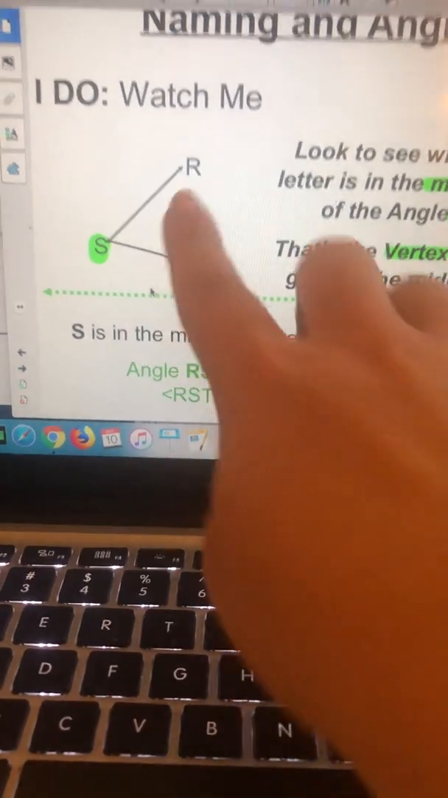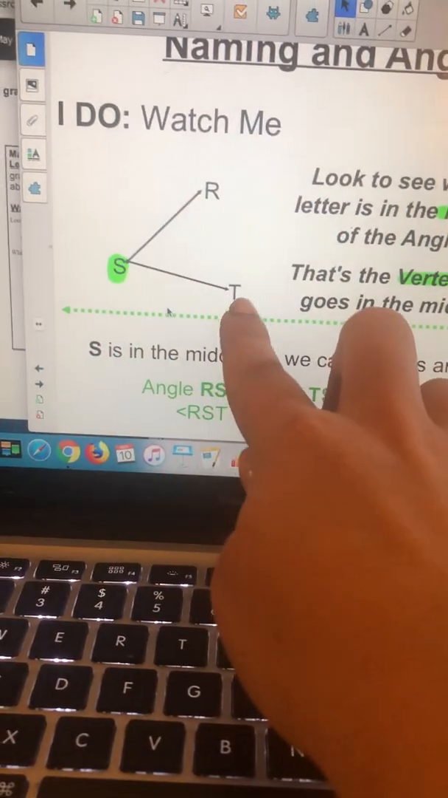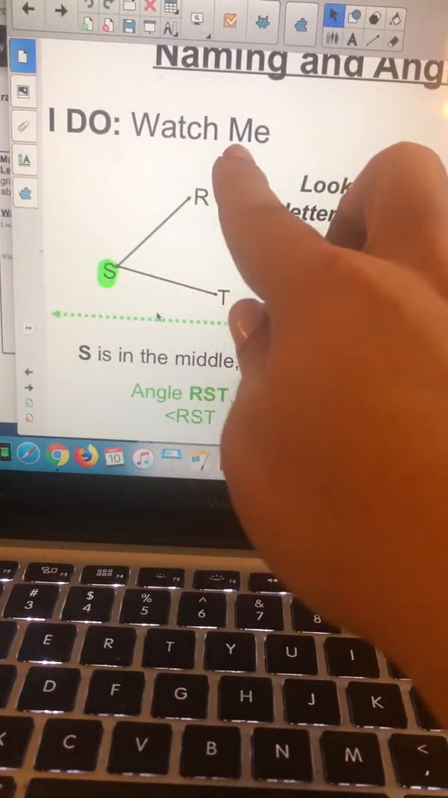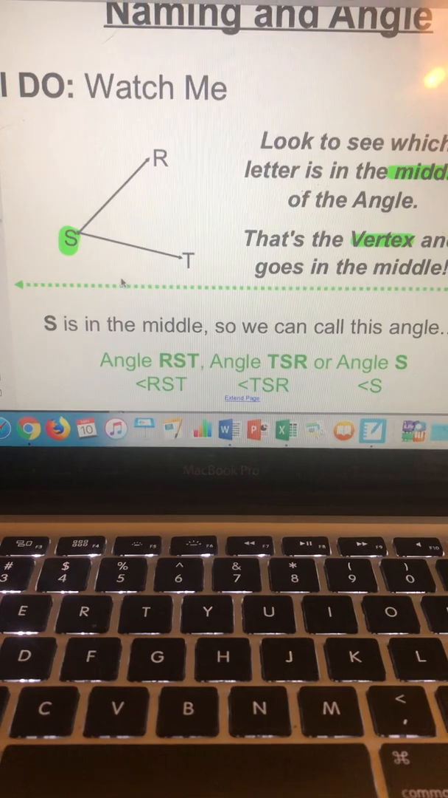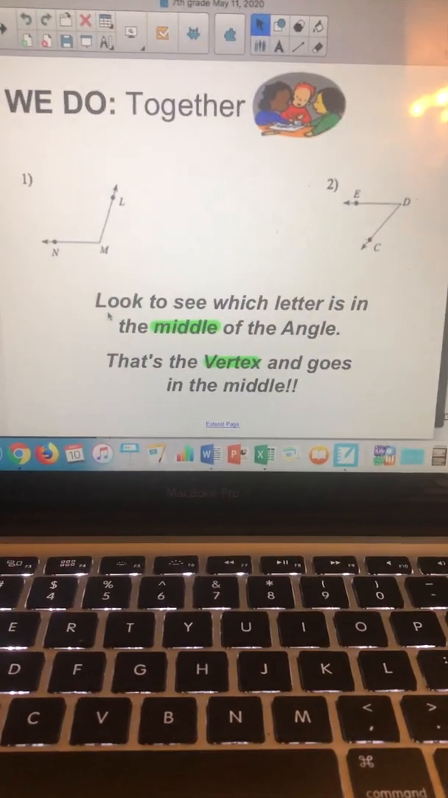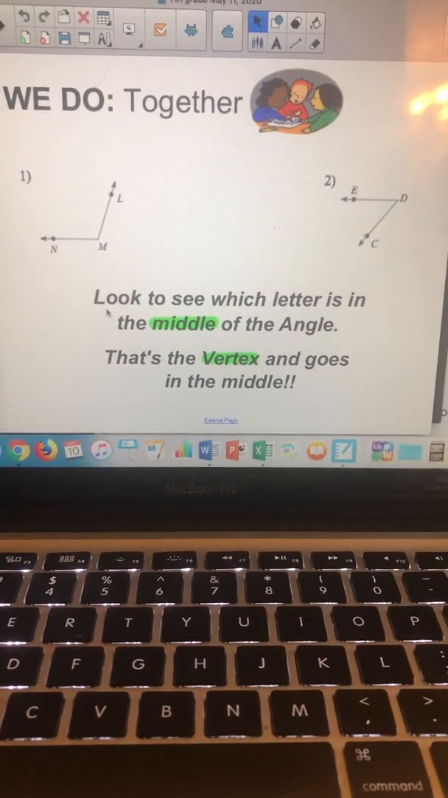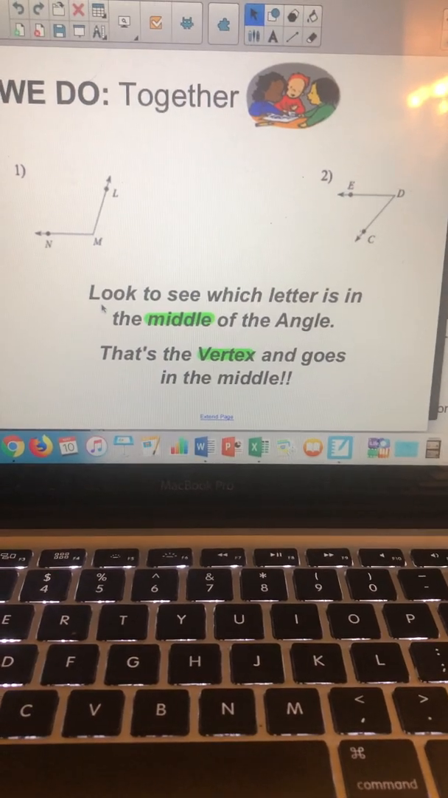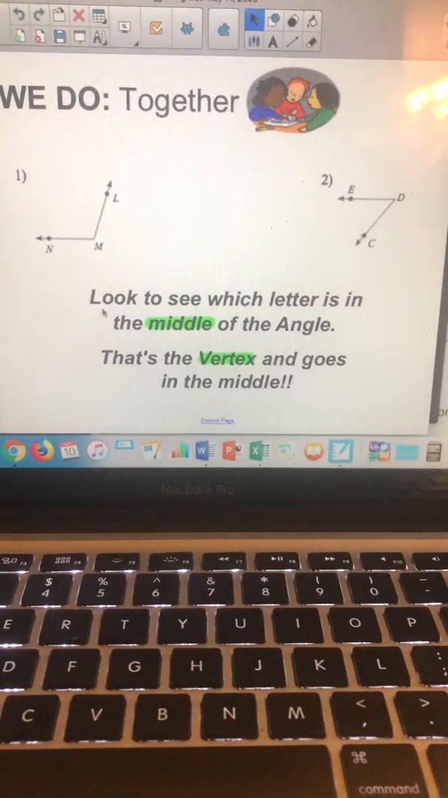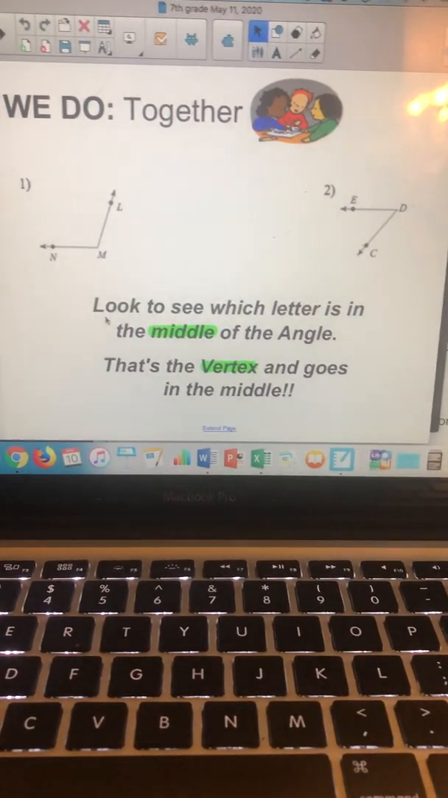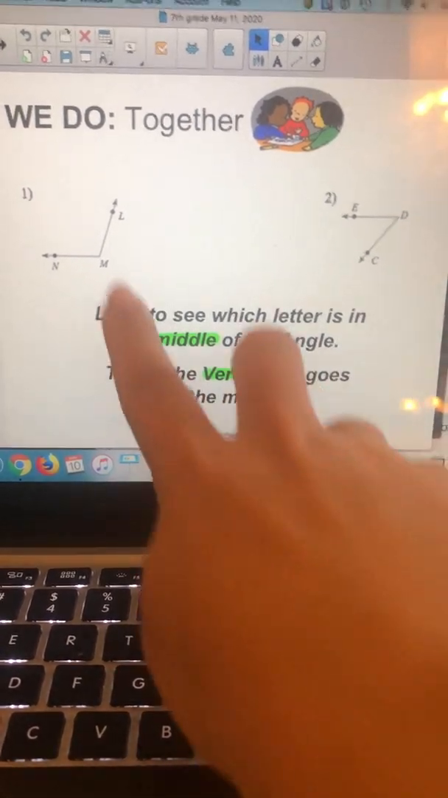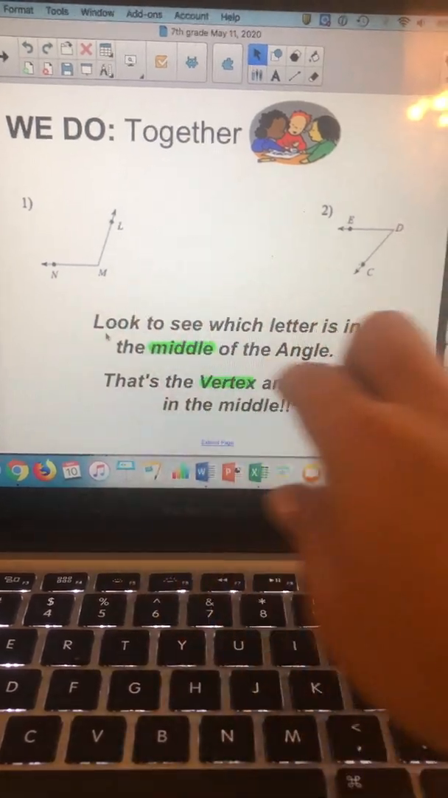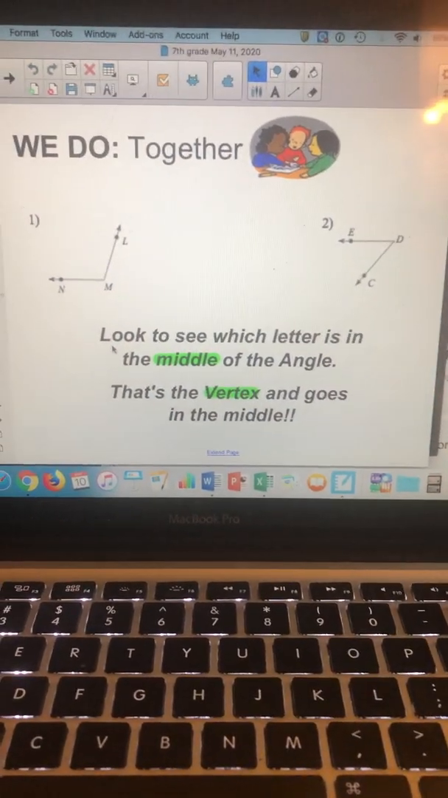So again, this angle could be called RST, it could be called TSR, or simply just angle S, naming it by the vertex. Okay, so there's 2 more for us to try together. Again, I want you to look for the middle letter, which letter is attached to the vertex, where those 2 lines meet. So for number 1, it would be M, and for number 2, it would be D.